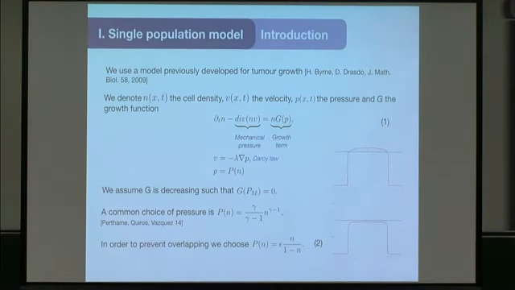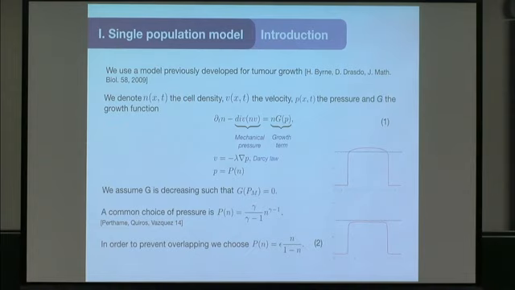For this, we're using a model which was developed for tumor growth at the beginning. So you consider a density of cells n, the velocity v, and the pressure p, and you have a growth function. The growth function is just a decreasing function, which cancels at one point. Then you say that the evolution of the density is driven by the divergence of n times the velocity. So you diffuse in space with the velocity v, and then you have the growth term, where the function g depends on the pressure. It means that the more pressure you have, the less you grow.